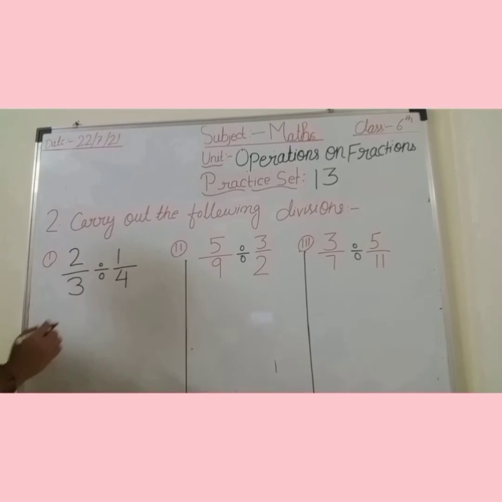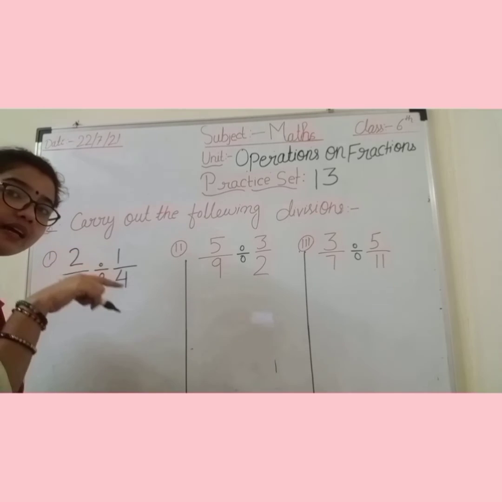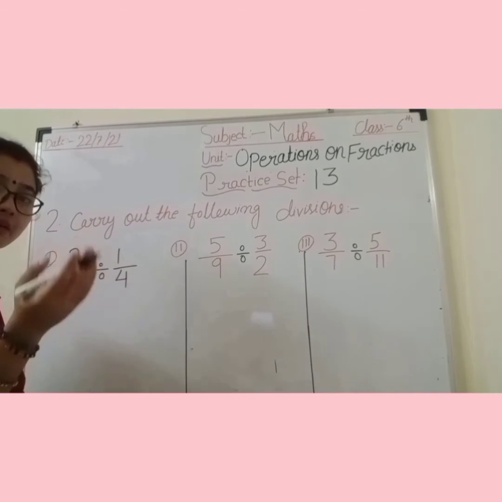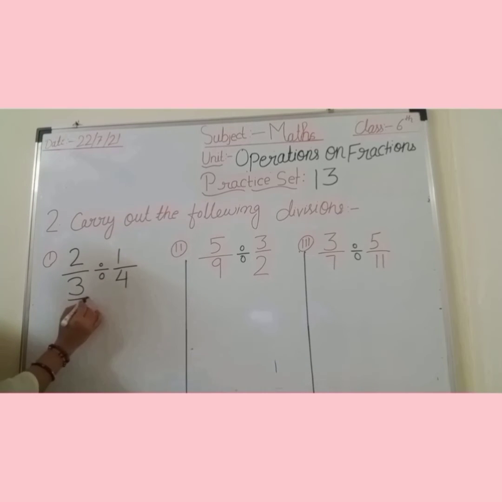See, what was the statement? To divide a number. So here 2 by 3 is a number. So I have to divide 2 by 3. To divide a number by a fraction, this is the fraction. To divide this number by this fraction, I have to multiply. See how you will write here?